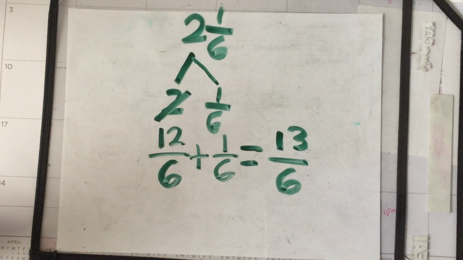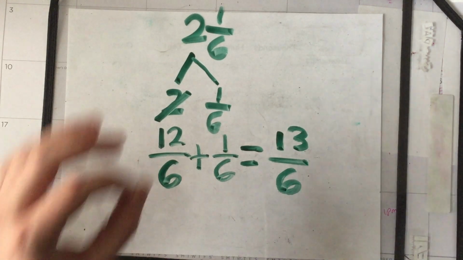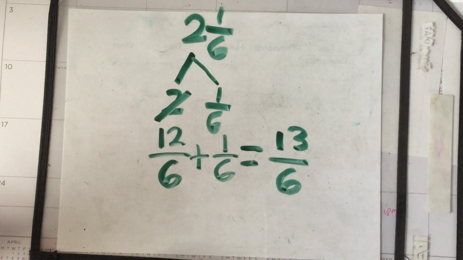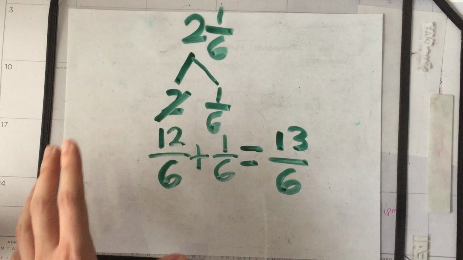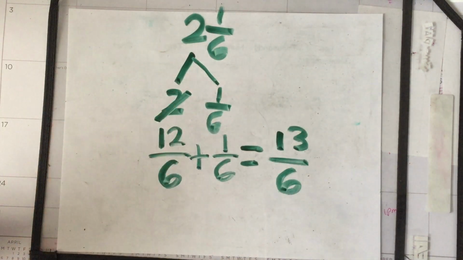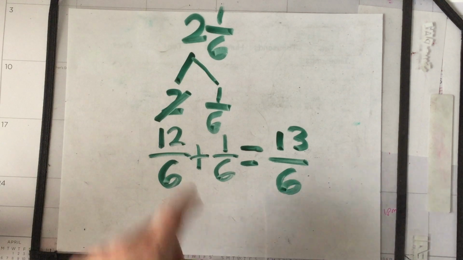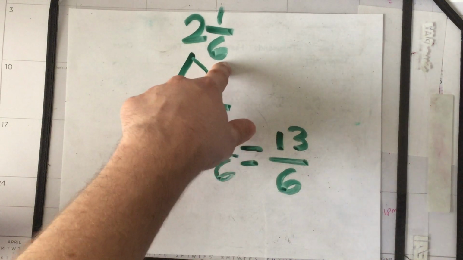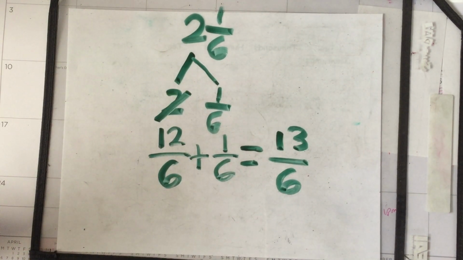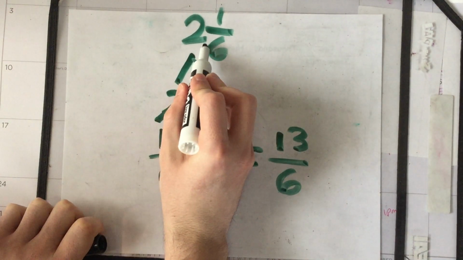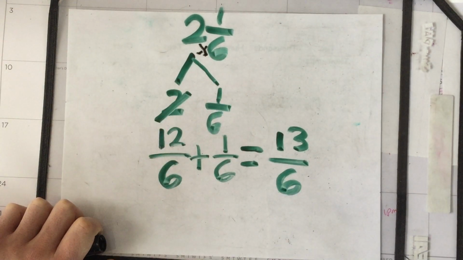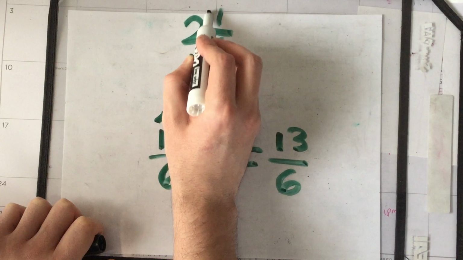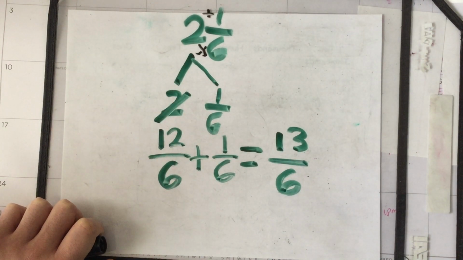Now, the second way to do this is a little shorter, but not as easy to see. But you might see the pattern here. The other way to figure out how to turn this mixed number into an improper fraction is to take the denominator and multiply it by the whole number. 6 times 2 is 12. Then you take that number and you add it to the numerator.